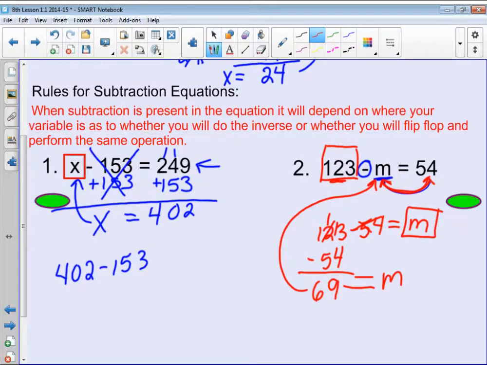To check myself, I can go ahead and substitute this back in, where m is. And here's where I'll use my calculator. So on my calculator, I'm going to punch in 123 minus 69 and see if I end up getting that 54 again. 123 minus 69 gives me 54. And that was the answer that I should have had before. So 69 is my correct answer for m.